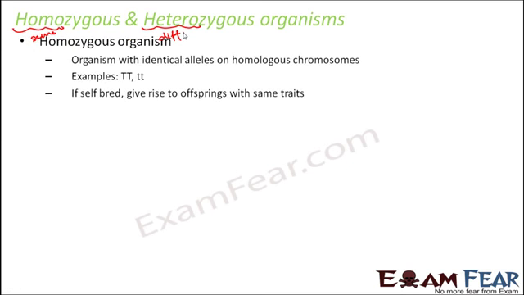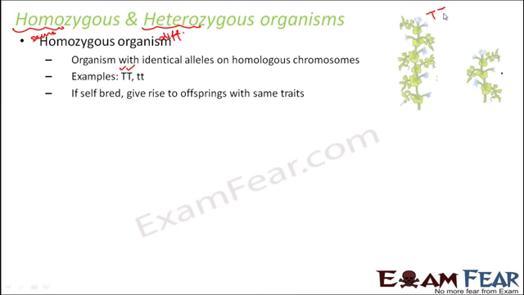So homozygous organisms are those which have identical alleles on homologous chromosomes. Just now I was telling you that each gene will have two alleles, correct? And these two alleles come from the two homologous chromosomes. Now, if both these alleles are exactly identical, then they are called homozygous organisms. If self-bred, they give rise to offsprings with same traits. So that means, let us suppose this is a tall plant. The tall plant can be homozygous, that is, it has received tall trait from father, tall trait from mother. Similarly, a short plant has received both short trait from father and short trait from mother.